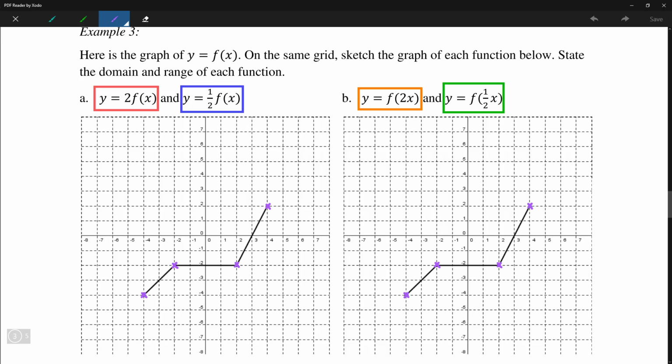One way to look at vertical or horizontal stretches is to look at the points on the original function. The original function has 4 key points, and they are, going from left to right, (-4, -4), next (-2, -2), follow that with (2, -2), and finally (4, 2).